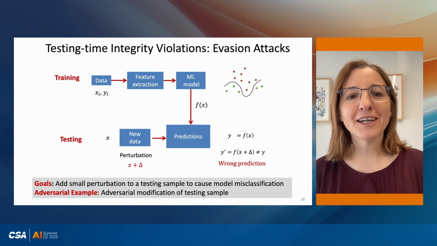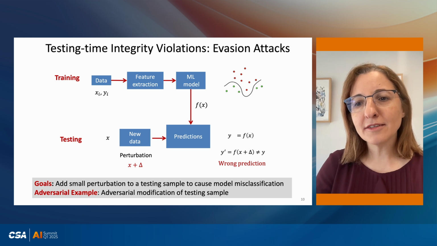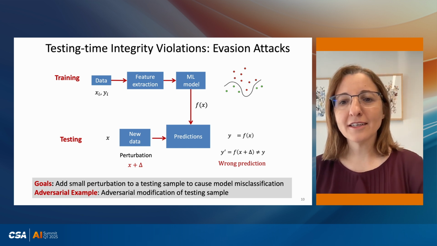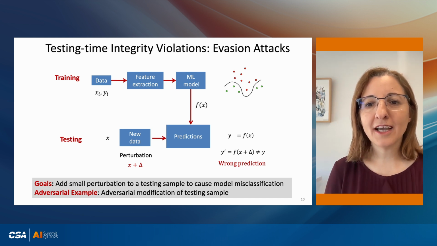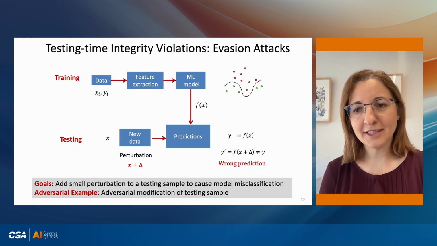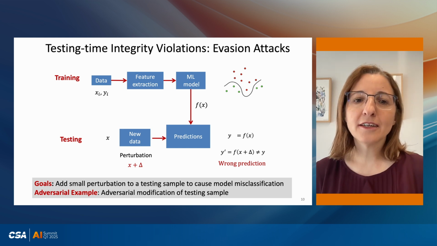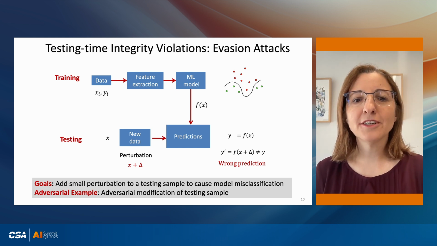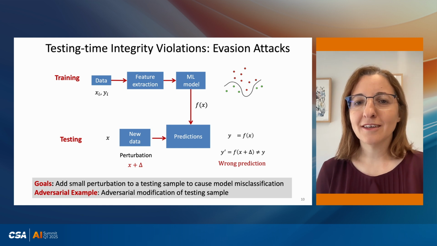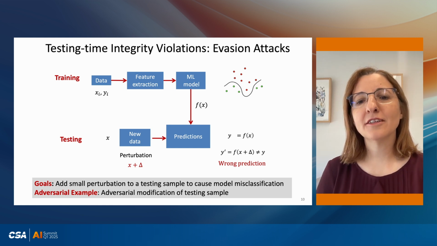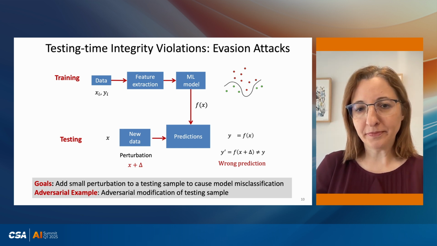So let's assume that we have a classifier, let's call it F. It's trained on some training set, and at testing time, it is used on new data, X, to make a prediction, right? And in an evasion attack, the adversary adds a small perturbation to the testing sample, let's call it delta, right? And that causes the model to generate an incorrect prediction, right? So the prediction on this perturbed sample, X plus delta, is not Y, the correct output anymore, instead it's Y prime. And this modified testing sample is called an adversarial example.